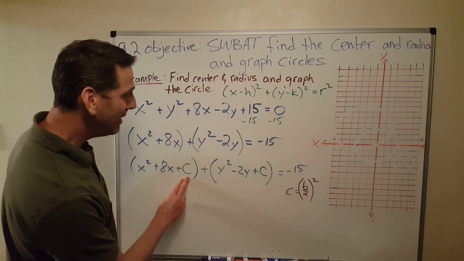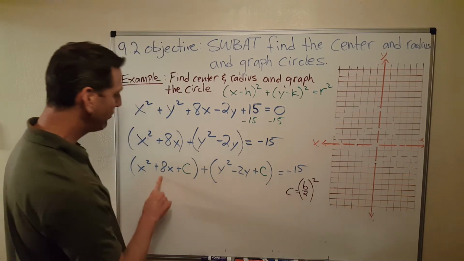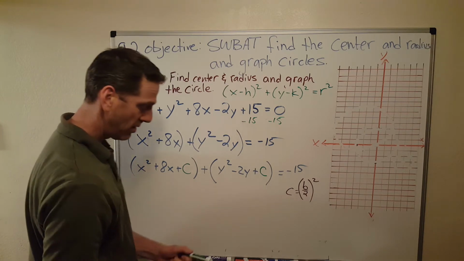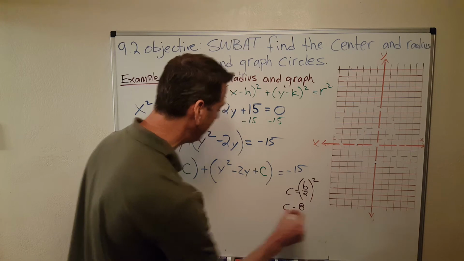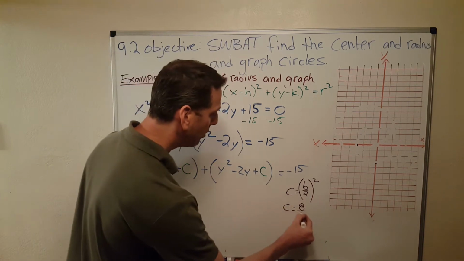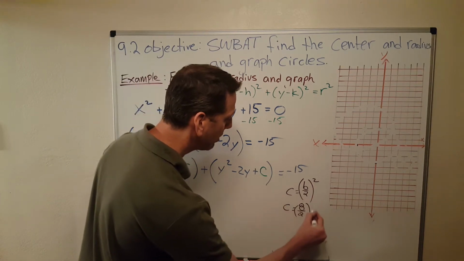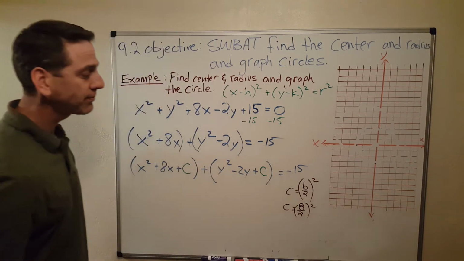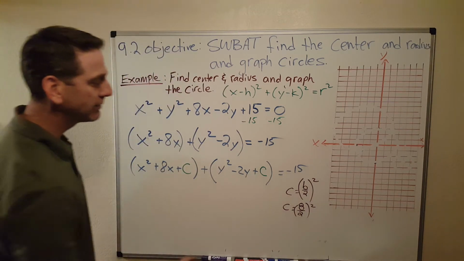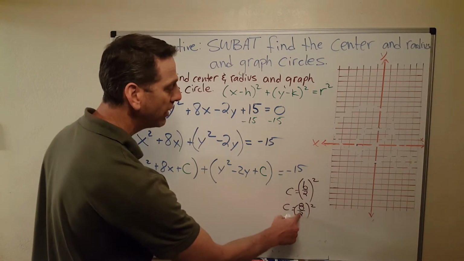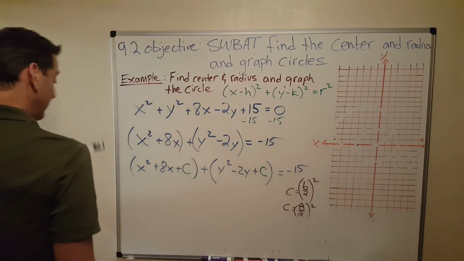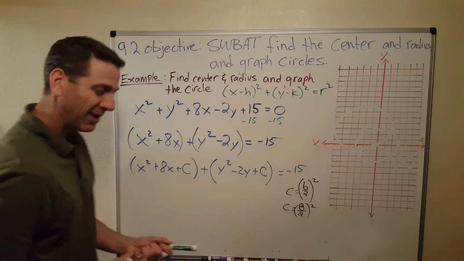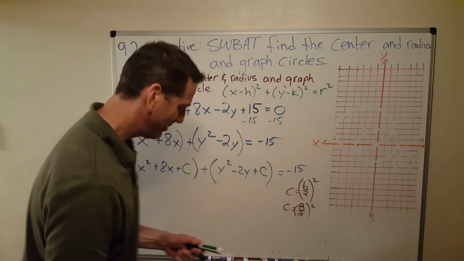So c equals b over 2. What's b? b is 8. All right. So c equals b, b is 8 in this case, over 2 squared. All right. So 8 over 2 is 4. And 4 squared is 16. I must be allergic to completing the square.